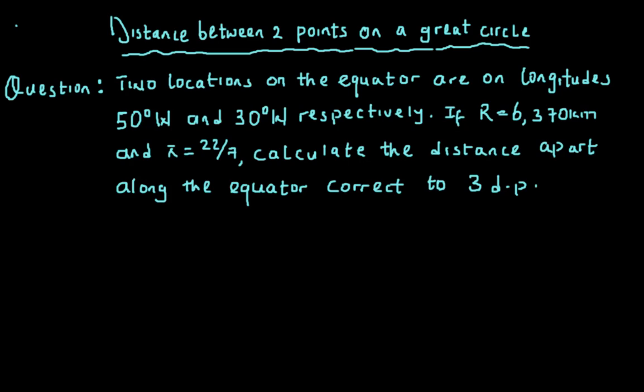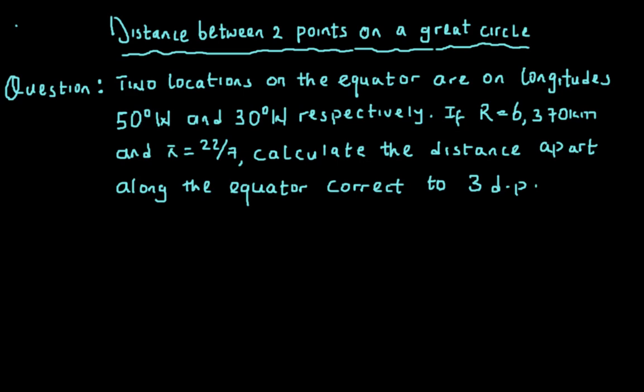So we have this question which is on the distance between 2 points on a great circle. Now don't forget that we have a great circle when 2 points are on the longitude or are on the equator. I hope you've not forgotten. Now let's take this question together.